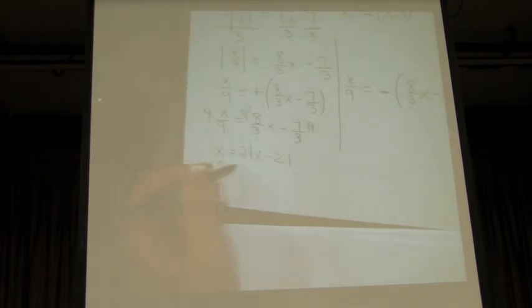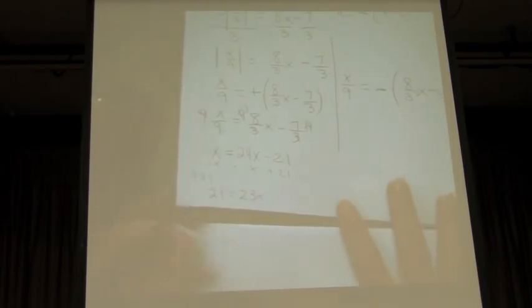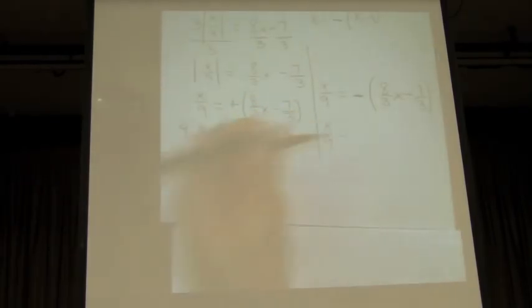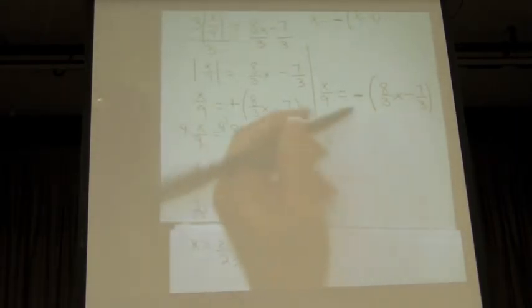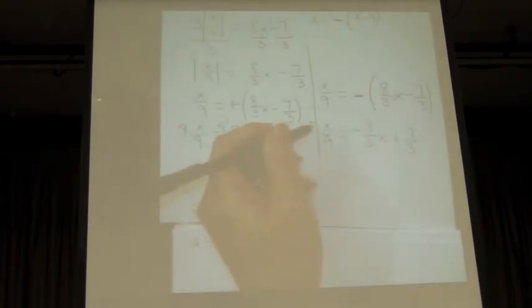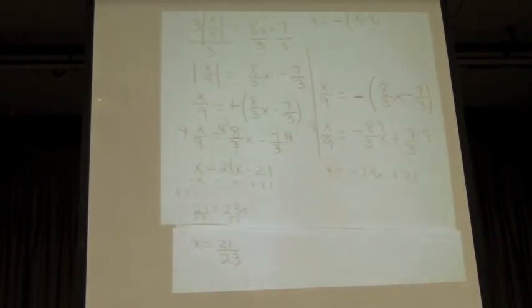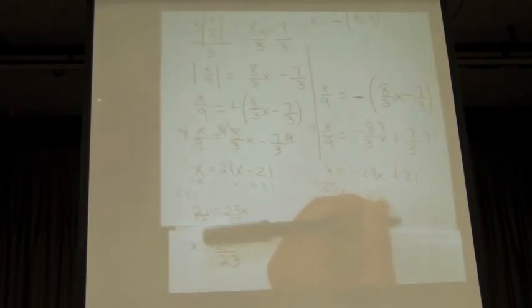Now subtract x from both sides, add the 21. You get 21 equals 23x. This is a terrible problem. Divide both sides by 23. X equals 21 over 23. What about the other one? Negative 8/3 x plus 7/3. Do the same thing, multiply by 9. X equals negative 24x plus 21. And you get negative 25x equals 21, and x equals negative 21 over 25.